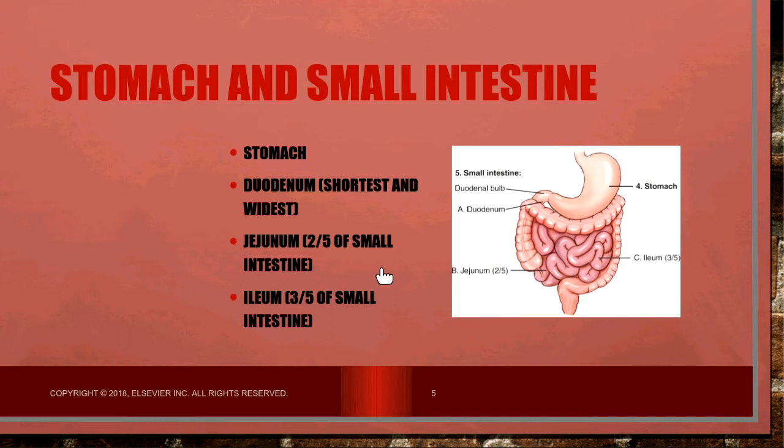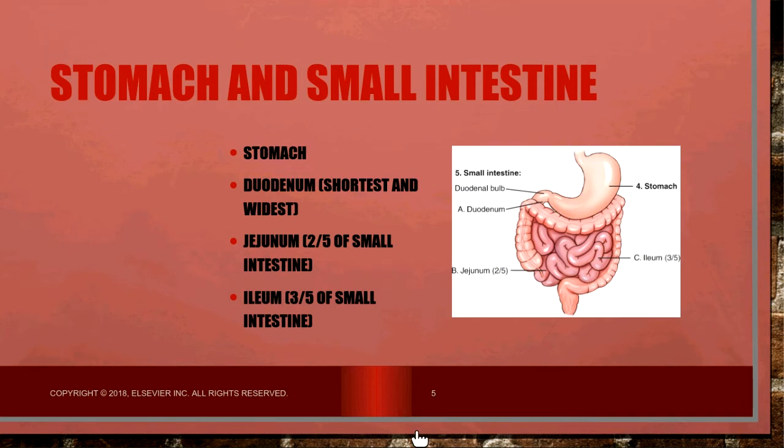Now notice the spelling is different from the ilium, which is the bone also found in the pelvis. The bone in the pelvis, or the wings of the pelvis, are ilium, which is I-L-I-U-M. And this ileum in the small intestine, the terminal portion, is spelled I-L-E-U-M. And that makes up the 3/5 of the small intestine. So the longest section is the ileum, followed by the jejunum, and the very shortest segment of only 10 inches is the duodenum.